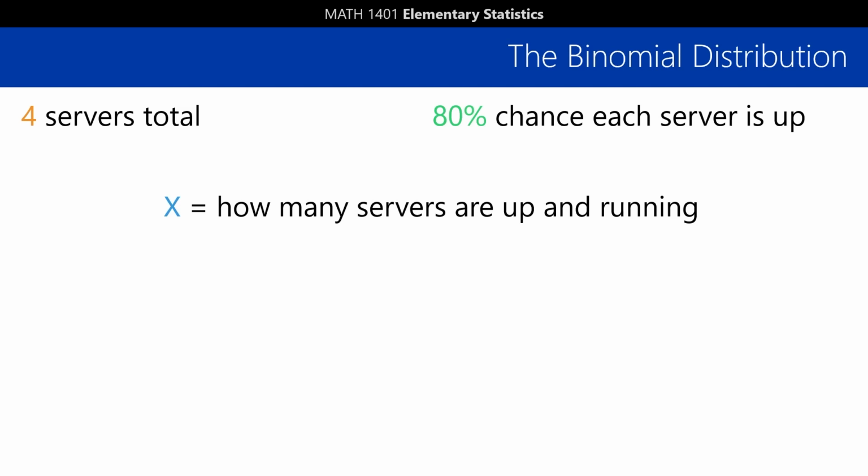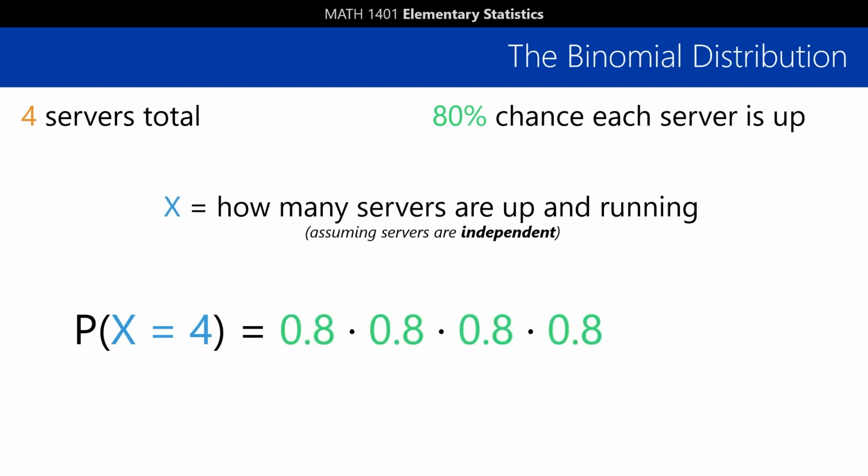To start off with, what's the probability that all 4 servers are up, so x equals 4? Well, assuming all 4 servers are independent, which they usually are for something like this, then we can just multiply the probability that each one is up, 0.8 times 0.8 times 0.8 times 0.8, which gives an answer of just under 41%. Yikes. Should we be concerned?